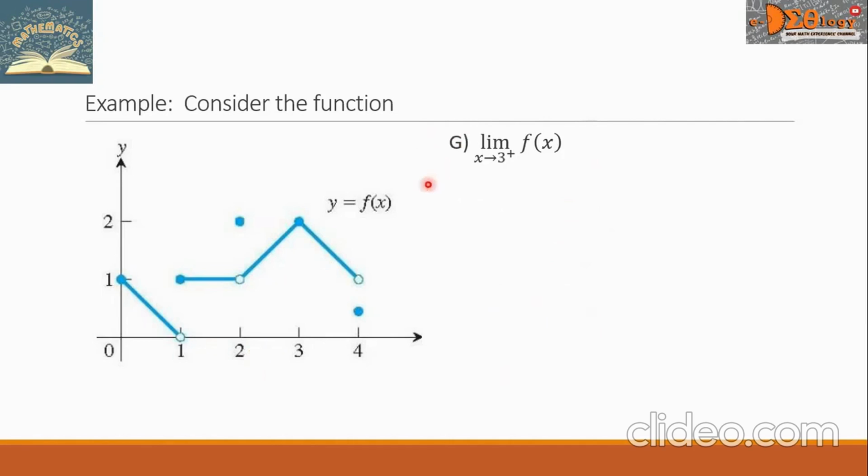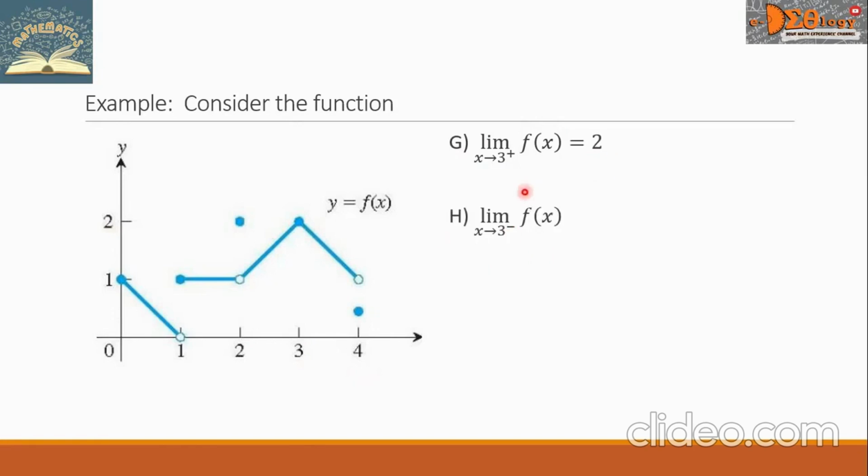Example G. The limit of the function f of x as x approaches 3 from the right. The number 3 is here, and we will consider those values of x that approach 3. Then looking at our graph, it is now approaching a value of y which is 2. So we write here 2.